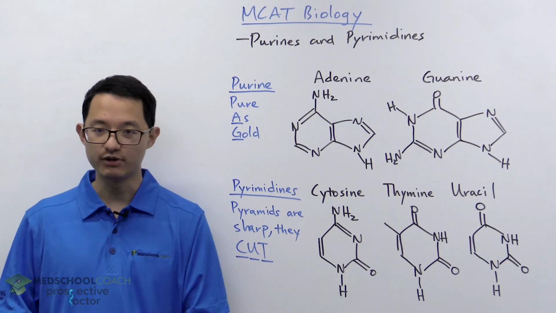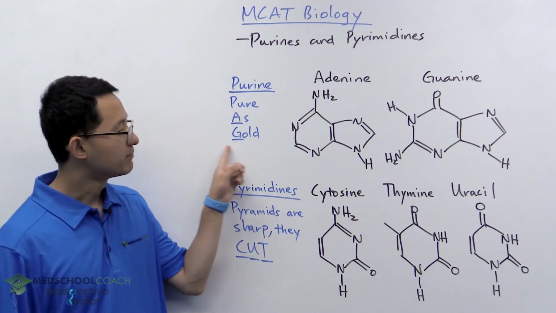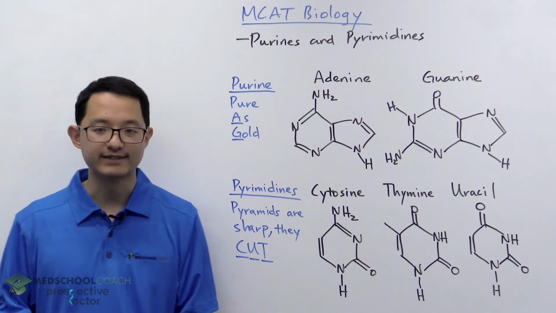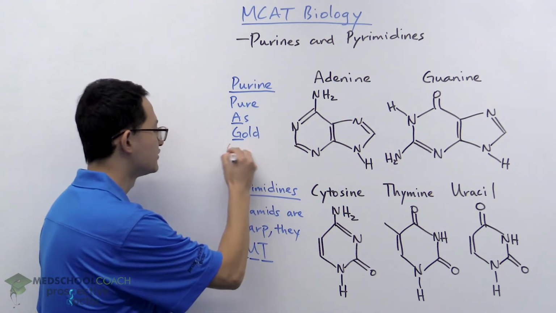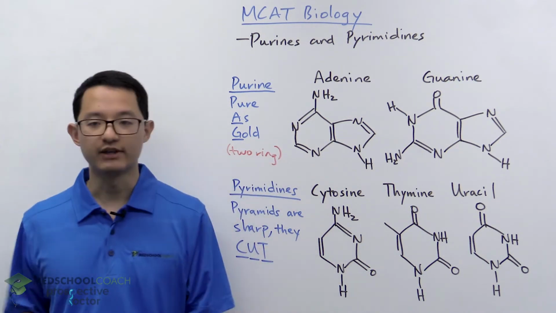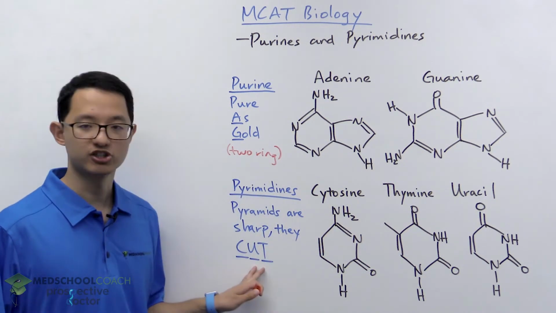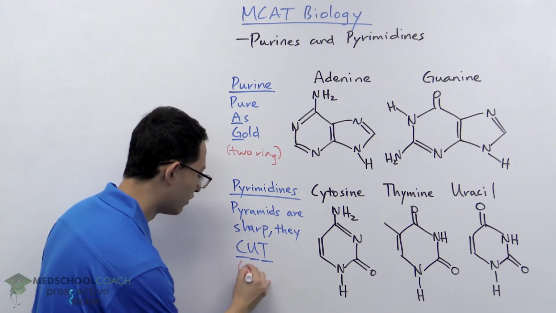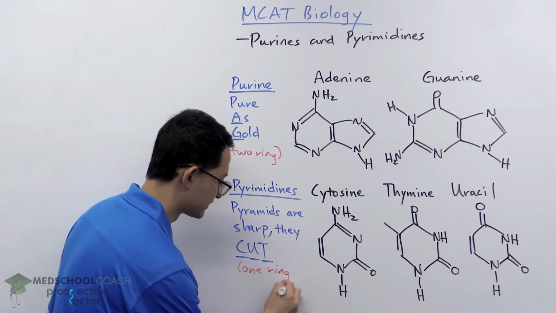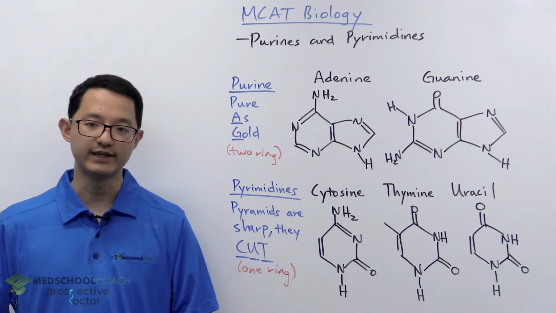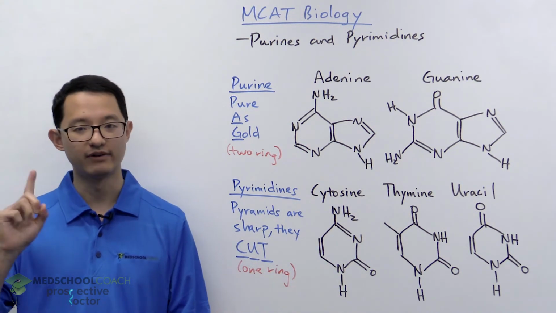And as an extra bonus, when you think about purines, because they are pure, their structure is intact. So the purines are going to have 2 rings in their structure. When you think about the pyrimidines, because they're sharp and they cut, they've been cut. So they only have 1 ring. So that's an extra bonus to help you remember that purines have 2 rings and pyrimidines only have 1 ring.